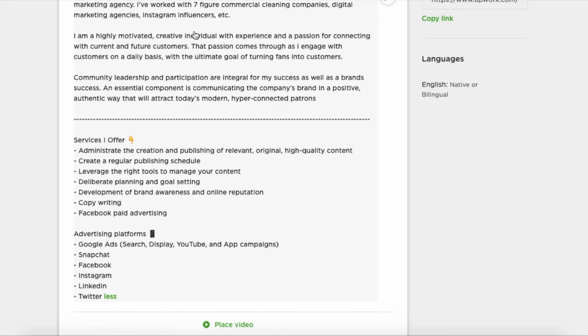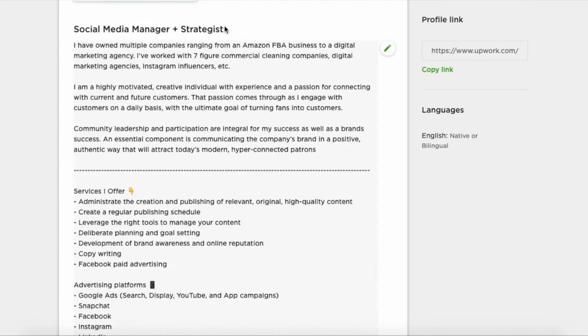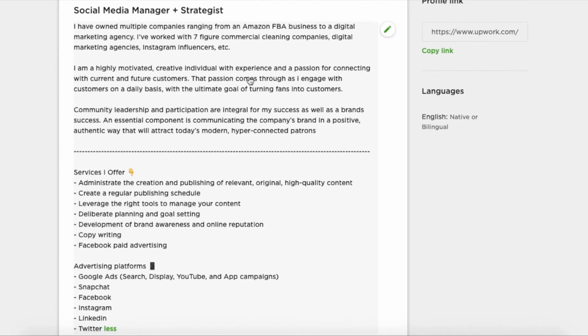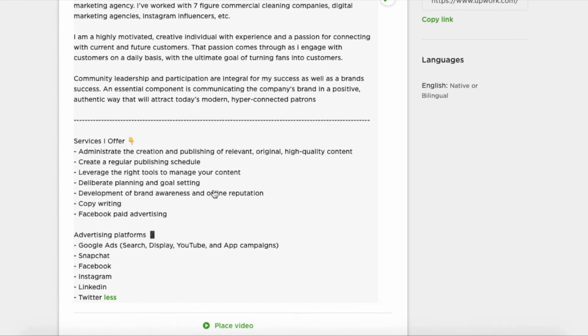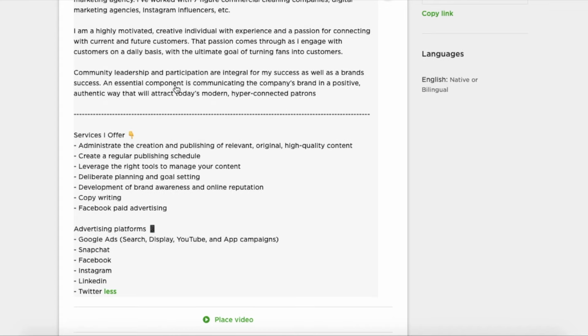Now, I took these two other pieces. I went and searched top performing Upwork freelancers doing the same services I'm doing, and I kind of took their golden nuggets from each of their profiles and just kind of wove this together. So it says, I'm a highly motivated creative individual with experience and a passion for connecting with current and future customers. That passion comes through as I engage with customers on a daily basis with the ultimate goal of turning fans into customers, which just means I want to grow your following. I want to grow your patrons. I want to grow your page likes.